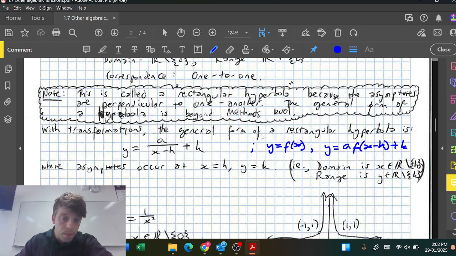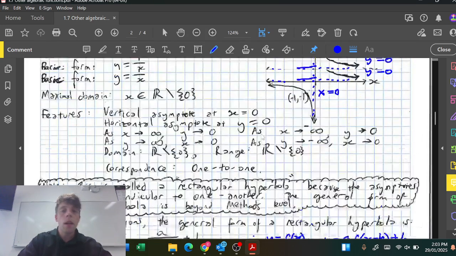So this is what a rectangular hyperbola will look like in general. a, h, and k are constants. You will need to find what those values are, and y and x are our variables. The asymptotes are occurring at x equals h, y equals k. And therefore, the domain is going to be all of the x values excluding h, and the range is all of the y values excluding k.